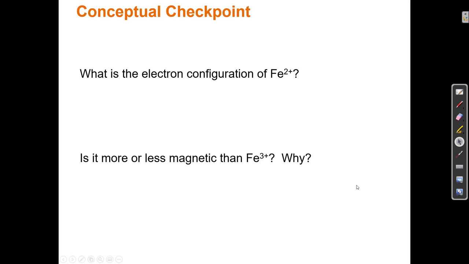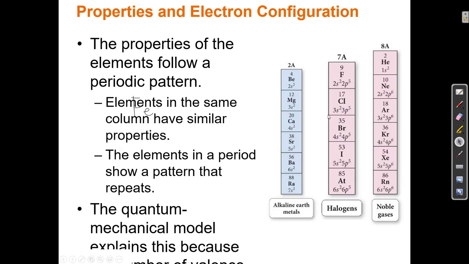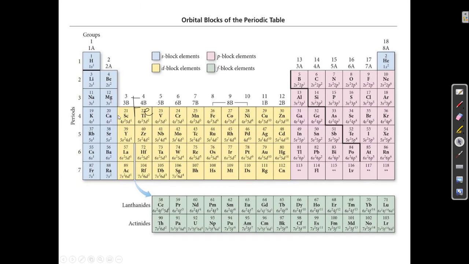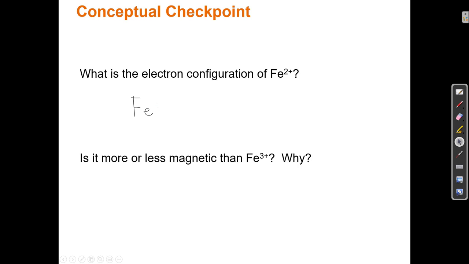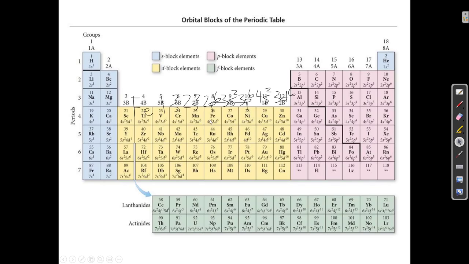What is the electron configuration of Fe2+? All right, so let's look at Fe. Fe is here, 1, 2, 3, 4, 5, 6, 3d6 is where Fe ends. So 3d6, 1s2, 2s2, 2p6, 3s2, 3p6, 4s2, 3d6. Is that right? I can't remember. 3d6, 3d6 iron. Okay.